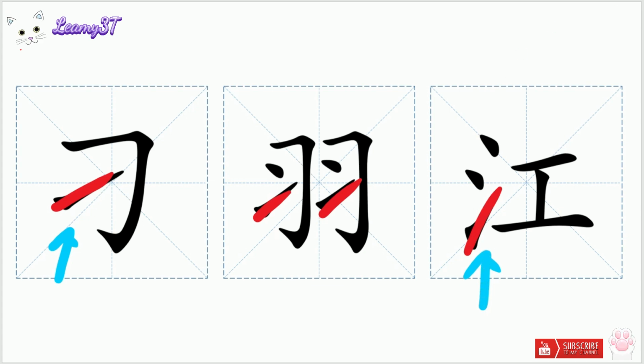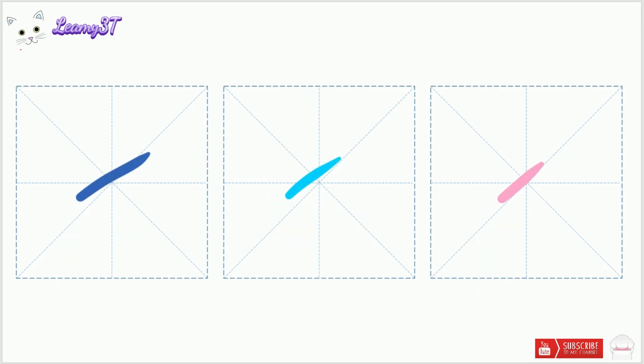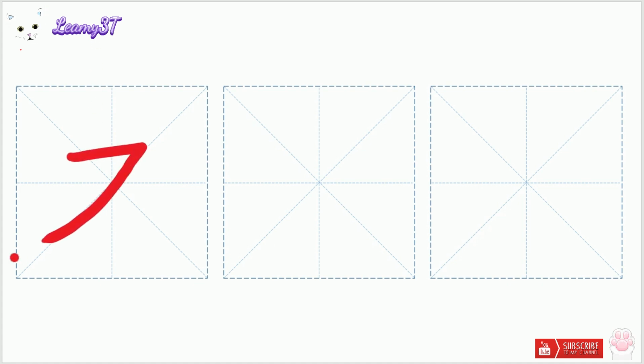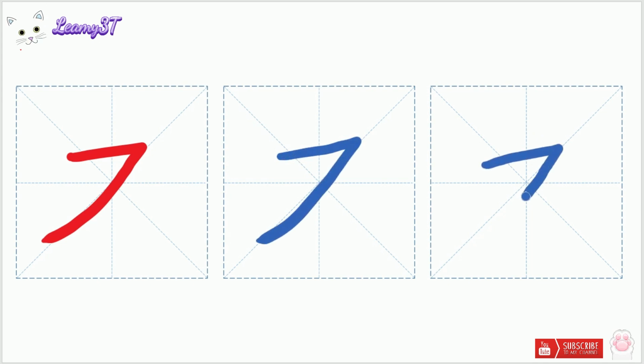Okay? So now we're going to write the third stroke, which is called 横撇. 横撇 combines 横 and 撇. So it should be written like this. 横撇. Write it slowly. One more time. Follow me to say the stroke. 横撇. Good job. Again. 横撇.